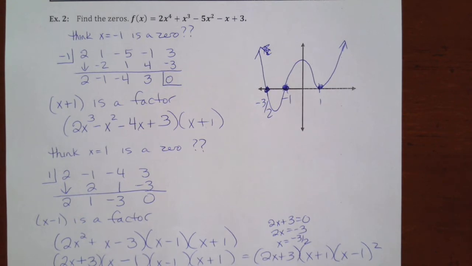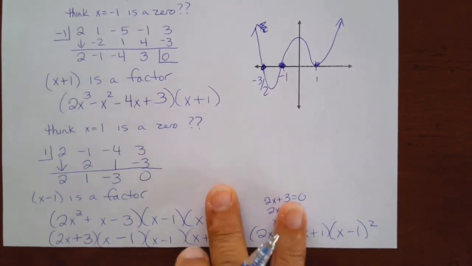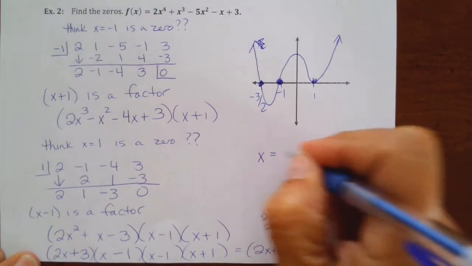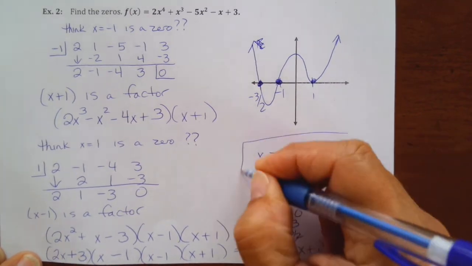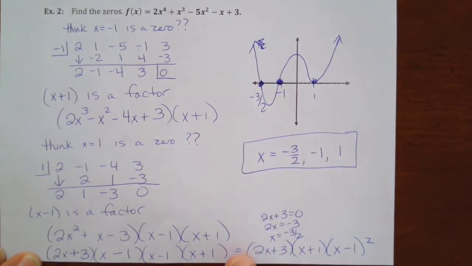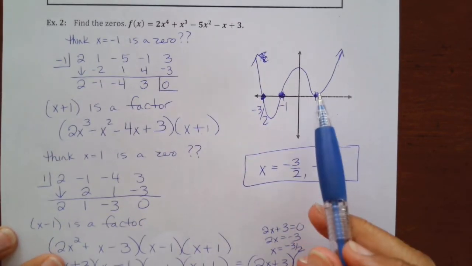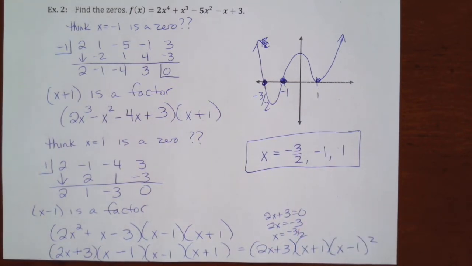All right, so we needed to find the zeros, right? That was the question, so just make sure you answer. Our zeros would be -3/2, -1, and 1. So I only got 3, even though this was x to the 4th. But remember, there really was a 4th zero because this was a multiplicity of 2. Okay?